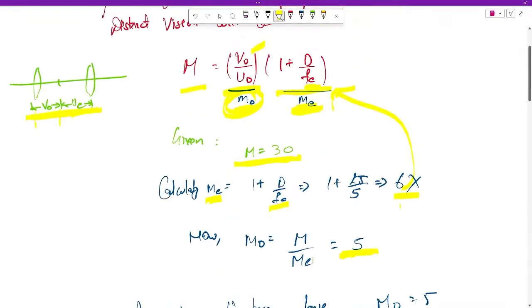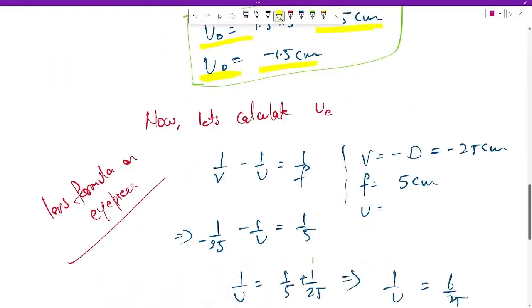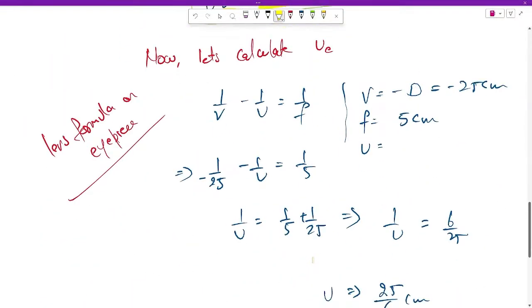So we have got the value of UO over here and the value of VO over here, and we also know that we have to find the length, for which we need VO and UE. So the only unknown quantity is the object distance from the eyepiece. We have the value of VO, that is 7.5 centimeter. Now let us find out the value of UE. For finding UE, we will use the lens equation for the eyepiece.